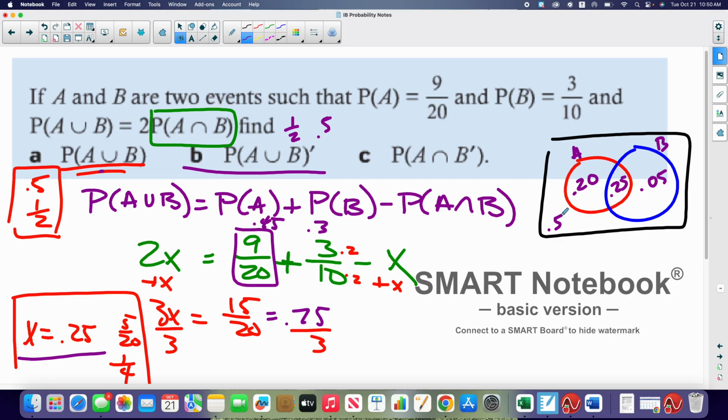Now, for part C, somebody read part C. How would you read that? Probability of not A or B? Not quite. Probability of A and not B. The probability of A and not B. The probability that I'm in the circle for A and I'm not in the circle for B. You can do the little negation on the outside of the parentheses, where it applies to that whole thing, or you could do it on an individual one as well.